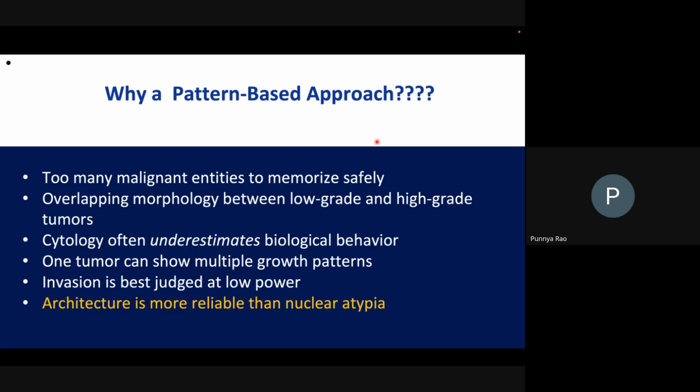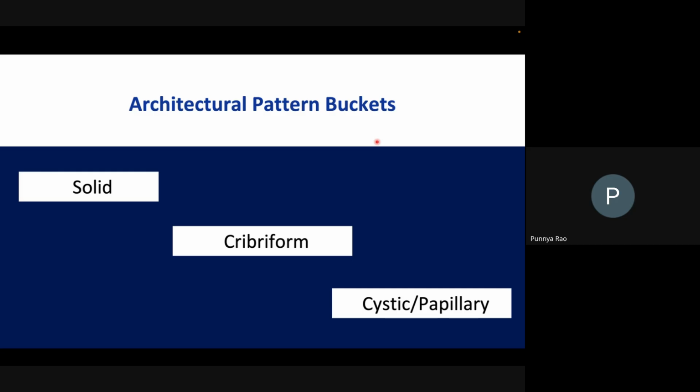So why a pattern-based approach? As I already mentioned, cytology is something that you cannot actually rely on in salivary gland tumors. Architecture is more reliable as compared to cytology, so we are going to take a pattern-based approach. For architectural pattern, we are going to divide malignant salivary gland tumors into three. The first one is solid, then we have cribriform, and the last bucket is the cystic or cystic papillary.